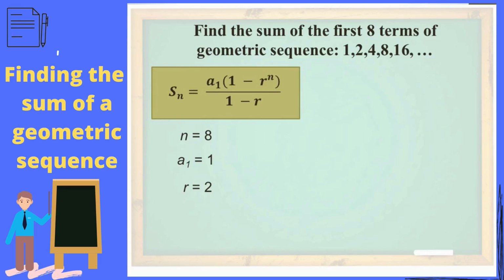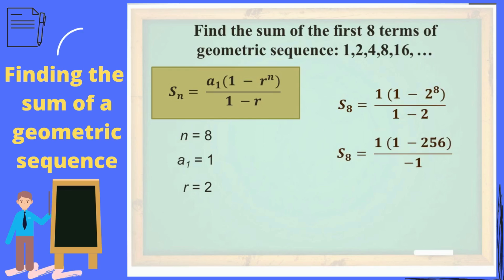So to find the sum of the first 8 terms of a geometric sequence, we need to use the formula S sub n equals a sub 1 times the quantity of 1 minus r to the nth power all over 1 minus r. So we have here all the given values. So next, we need to substitute all the given values to our formula. So that is S sub 8 is equal to 1, which is a sub 1, times the quantity of 1 minus 2, which is the value of the common ratio, or r, raised to the power of 8, which is the value of n, all over 1 minus 2, which is the value of r.